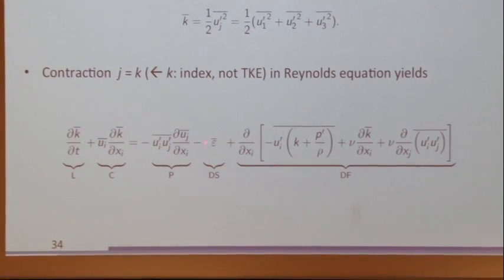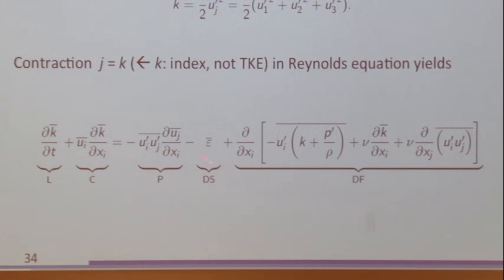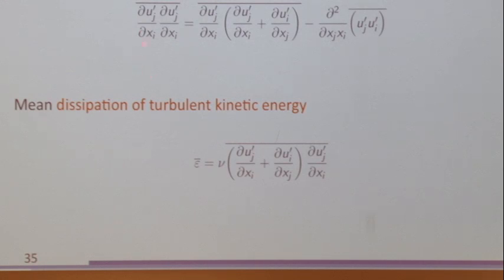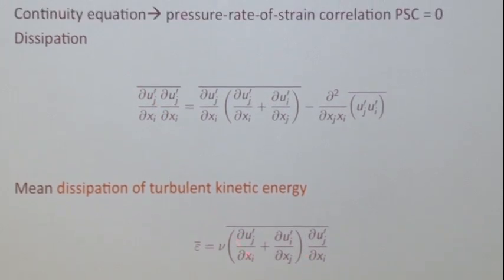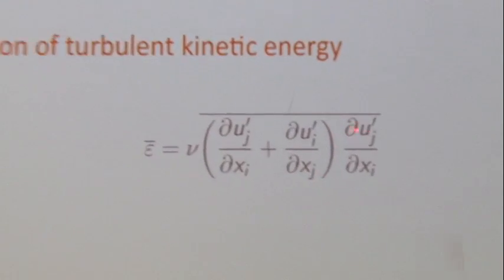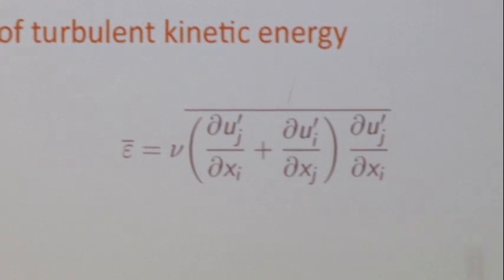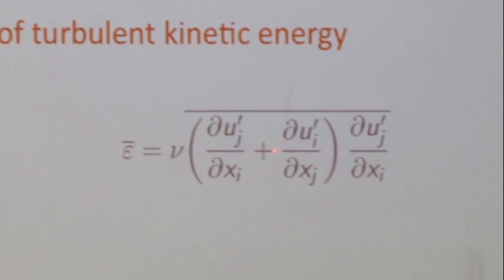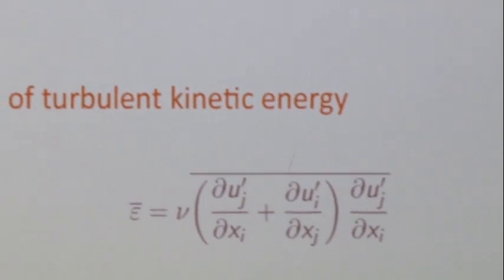Then we have this term here. It's not written out now. This depends on the gradients of the velocity fluctuations. Let's see if this is written out here. Yeah, so this is how it looks: duj/dxi plus dui/dxj times duj/dxi. And so this is a quantity that depends on the local gradients of the velocity fluctuations.